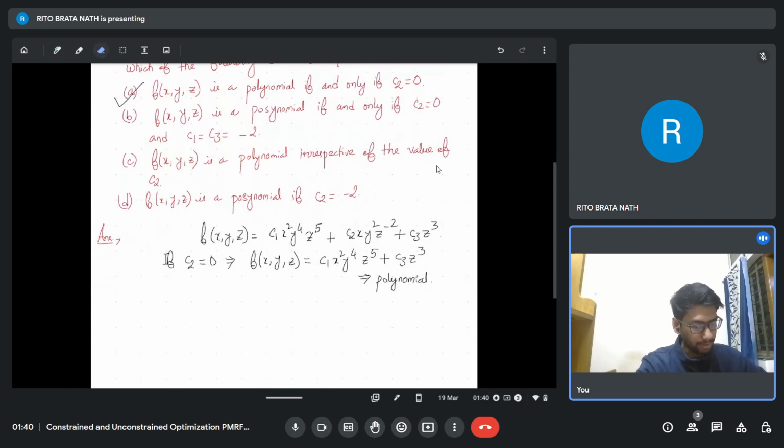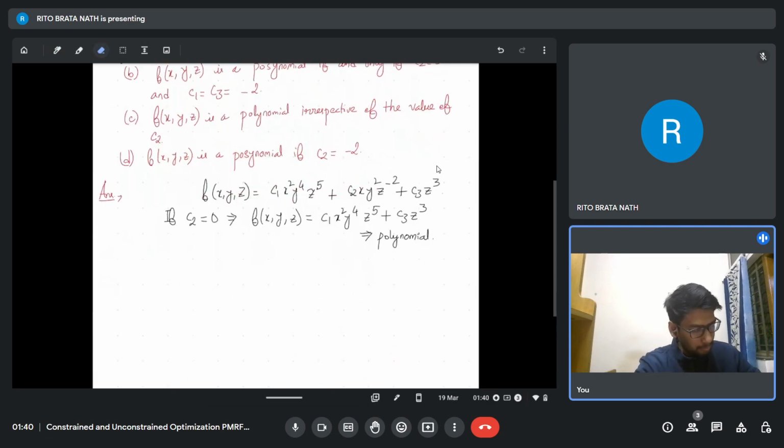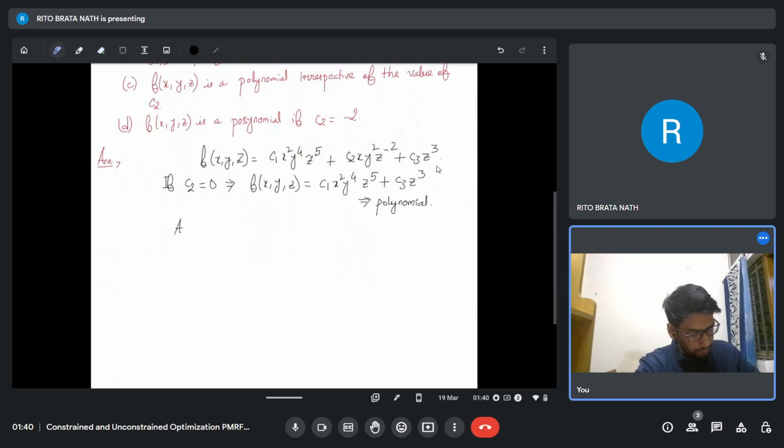Finally, you have option D, which tells you that f of xyz is a polynomial if c2 equals minus 2, which is also not true, because the definition of a polynomial tells you that the exponents should be non-negative, so they cannot be negative. So option D is also not true. So it's only option A which is true here. So the answer to this problem is option A. Okay, so I hope this will be clear to you. So that's the first problem that I have solved.